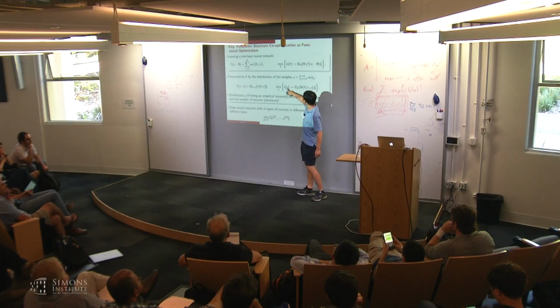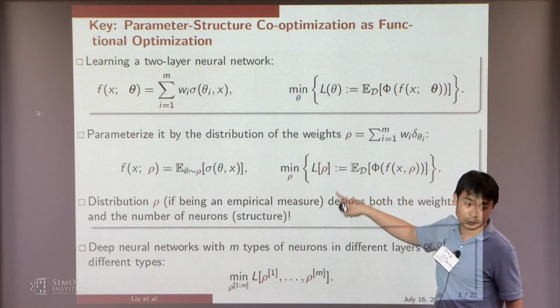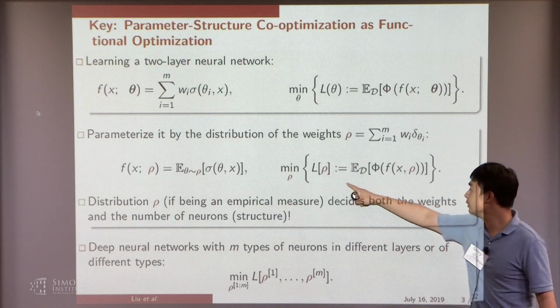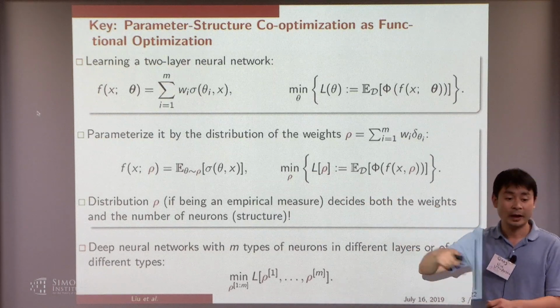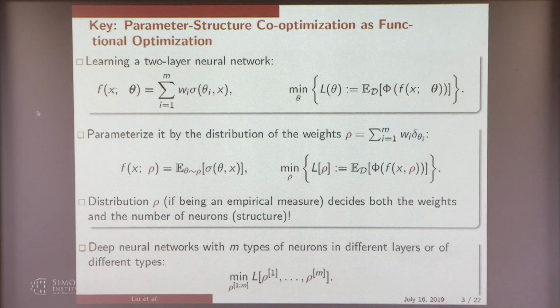So here the loss is indexed by both the parameter and the architecture. So you don't need to train that. Right. So given an architecture, you do need to train to find the optimal theta. But here, the rho is encoding both the architecture and the parameter, so you don't need to train it. Right. So it's a parameter and structure co-optimization.